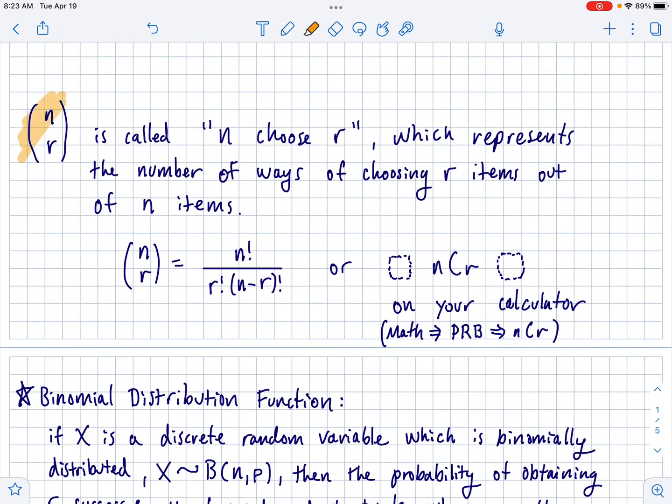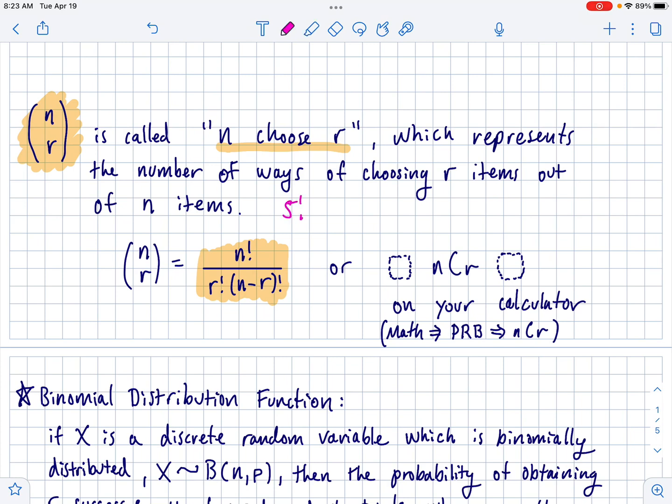It's called N choose R. So N choose R represents the number of ways of choosing R items out of a group of N items. It's not a fraction. Notice there's no fraction line here. It's just a number over a number with parentheses around it. The way you find that by hand is with factorials. You do N factorial over R factorial times N minus R factorial.